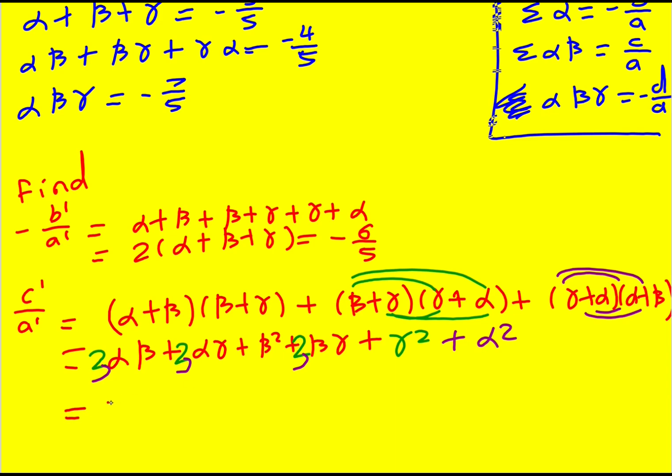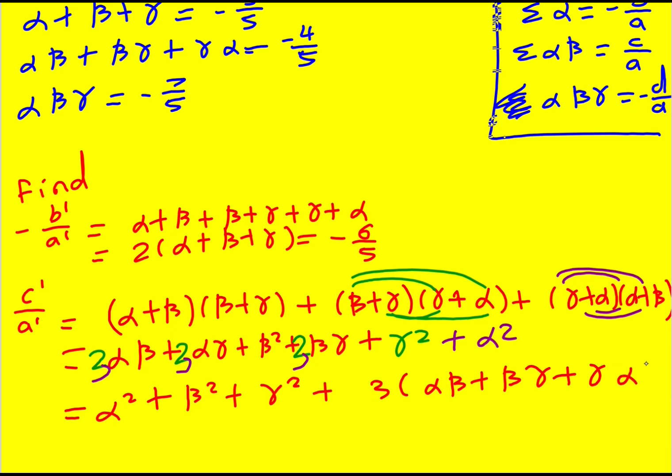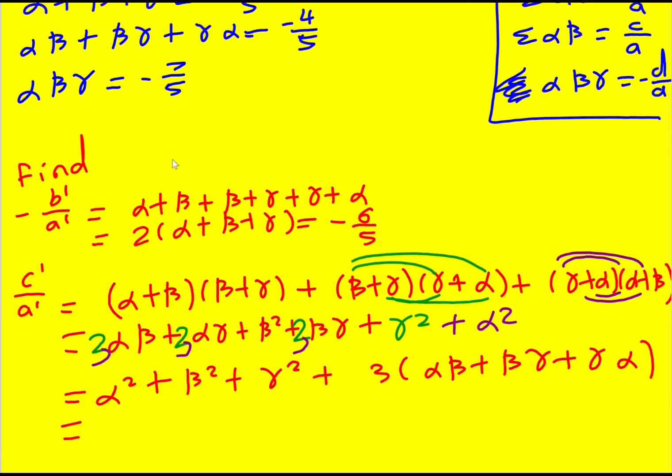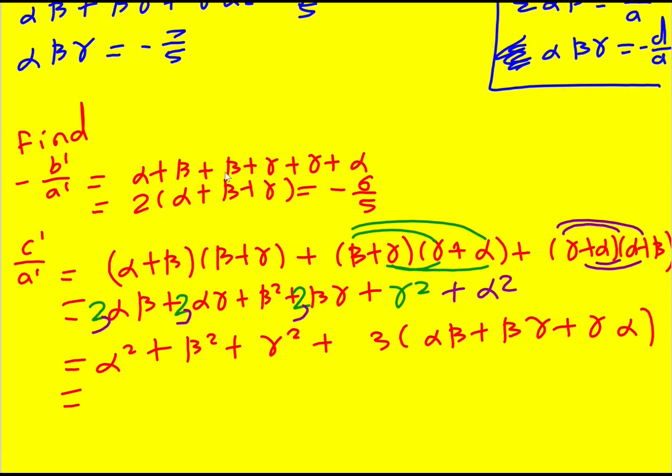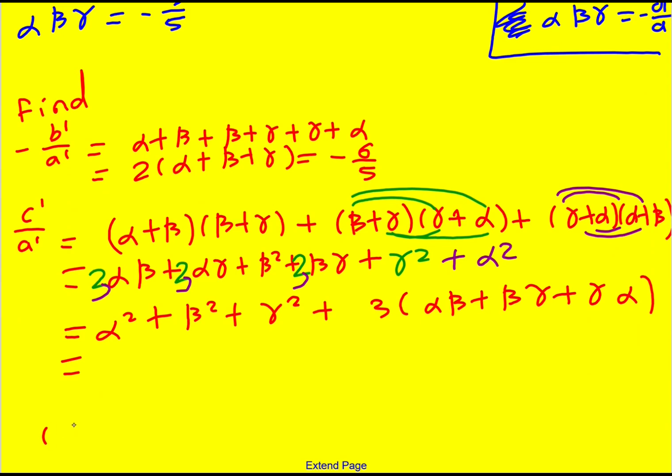This is going to give us alpha squared plus beta squared plus gamma squared plus, not 2, 3 lots of alpha beta plus beta gamma plus gamma alpha. I won't figure that out quite yet. So this one's a little bit, we don't have the sum of the squares. So what I'm going to need to do is work that out.